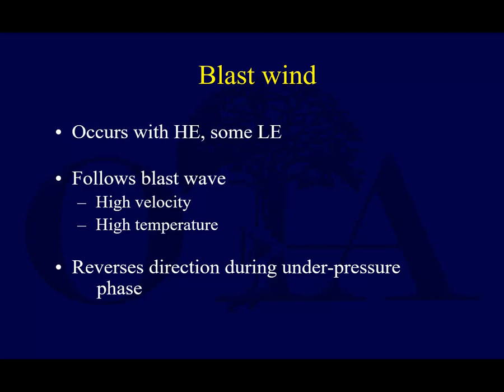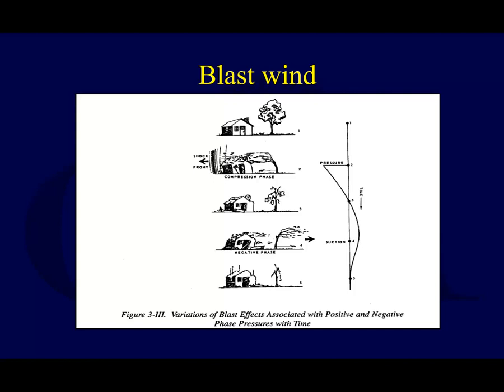So what about the blast wind? Well, this occurs with both types of explosives, more so with the higher ones. The blast wind follows a blast wave with high velocity and high temperature, and it reverses direction during the underpressure phase shown in those graphs previously. So here you can see an example of the blast wind and that sort of suction that occurs. So you have this shock front coming this way, and then you suddenly have the suction going this way. Okay.